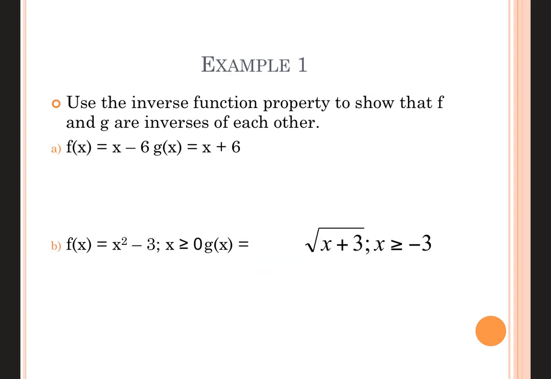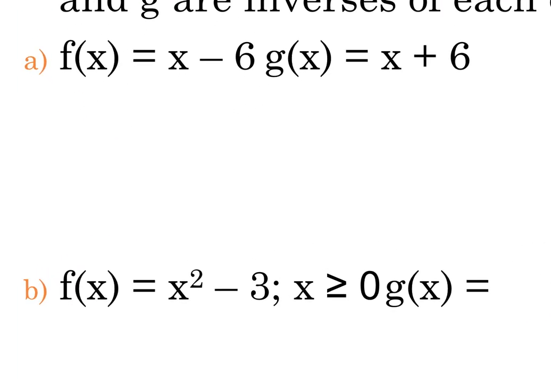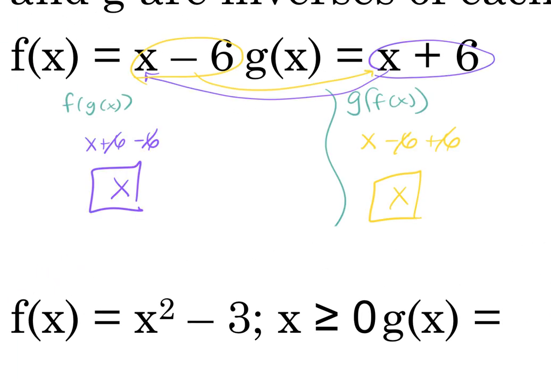All right, so the first example says use the inverse function property to show that f and g are inverses of each other. The inverse property is what we just said. F of g of x would give you x. G of f of x would give you x. So I'm going to test it both ways in order to prove it. I'm going to do f of g of x, and then I'm going to do g of f of x.